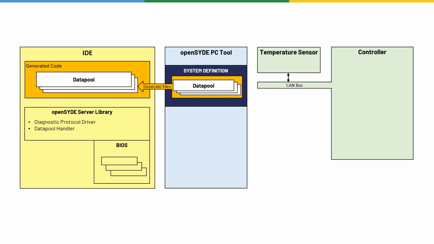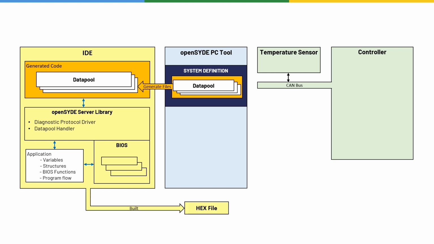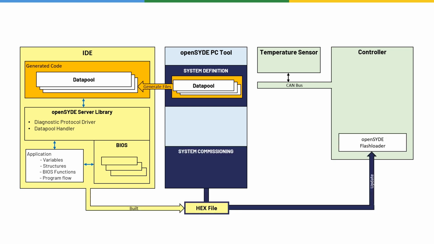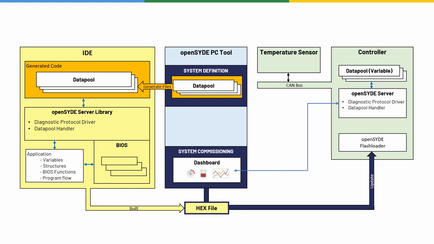We wrote the payload data of the CAN messages into the datapools with the help of openSYDE specific functions and used them in our application. We built the application as a hex file and put it into operation on the controller. We were able to display the data pool elements in the dashboard in openSYDE and compare them with the data on the CAN bus.